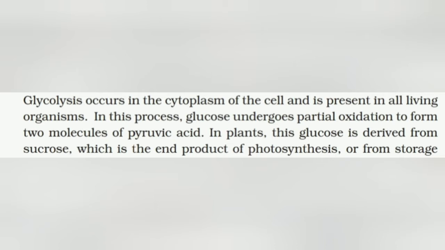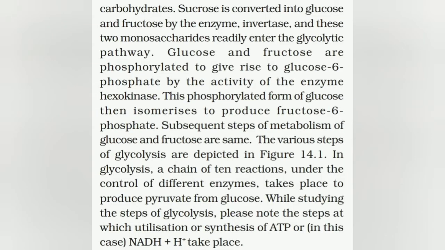In plants, this glucose is derived from sucrose, which is the end product of photosynthesis, or from storage in the form of starch. Sucrose is converted into glucose and fructose by the enzyme invertase, and these two monosaccharides readily enter the glycolytic pathway. Glucose and fructose are phosphorylated to give rise to glucose 6-phosphate by the activity of the enzyme hexokinase. This phosphorylated form of glucose then isomerizes to produce fructose 6-phosphate. Subsequent steps of metabolism of glucose and fructose are the same. The various steps of glycolysis are depicted in the figure.